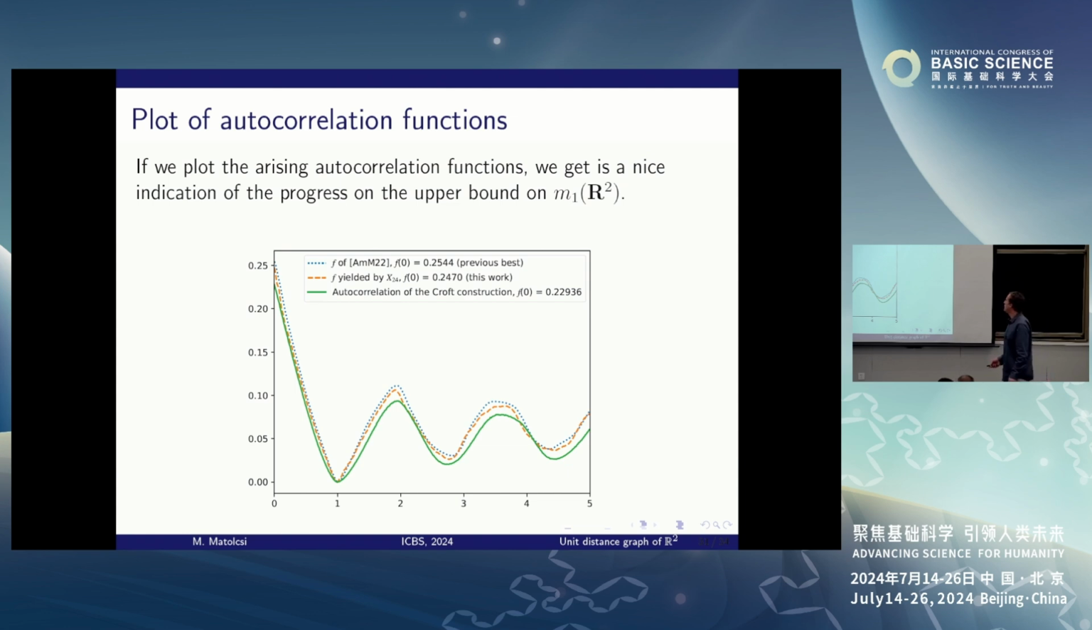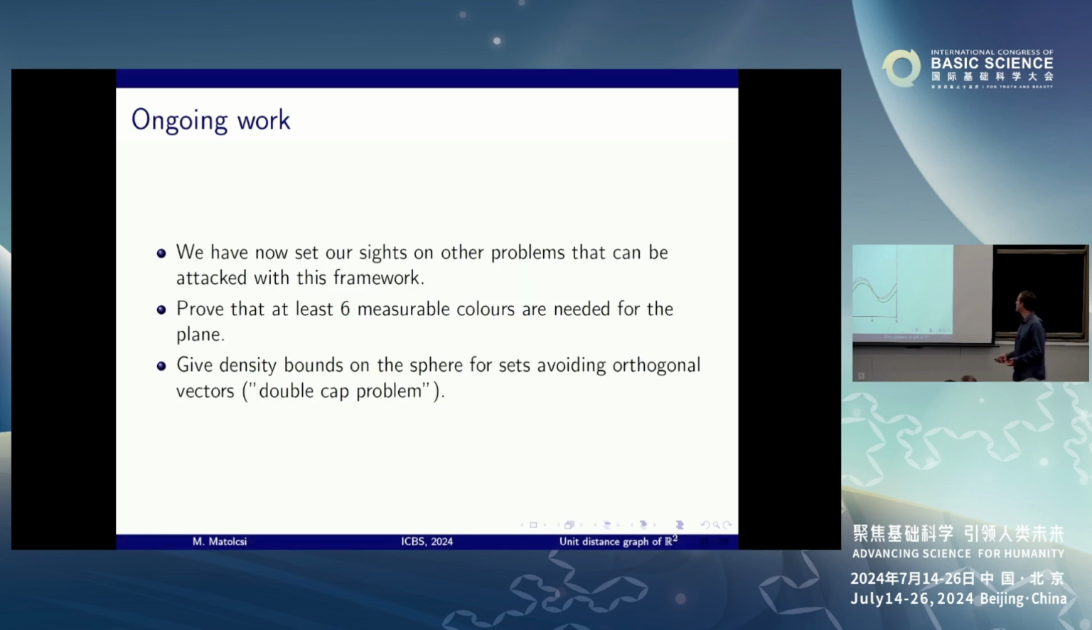But this tells us two things: that probably the Croft construction is indeed optimal, because they look very close to each other. And the other thing is that, yes, the orange line does seem to be a better approximation of the green than the previous blue one.